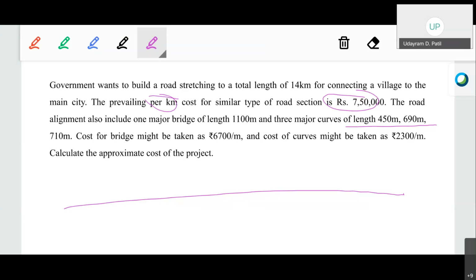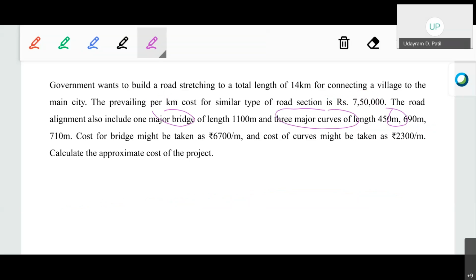So depending upon all of that particular procedure, the cost of the major curves will again be higher considering the per kilometer cost. So again, to attain more precision over the approximate construction cost of those particular curves, we take the service unit for the curves as a meter. Remember that for the major bridges and for the major curves we take the service unit as per meter, whereas generally for the road section we take the service unit as per kilometer.